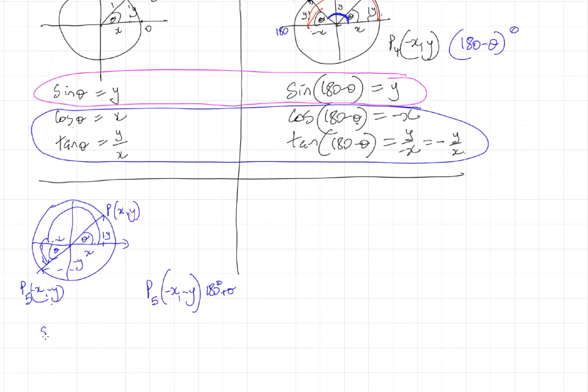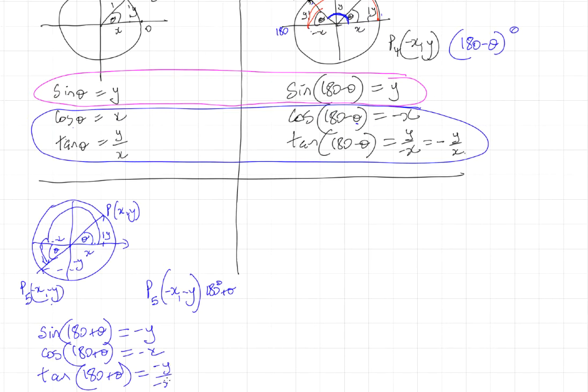And you've got sine of 180 plus theta is just equal to my y coordinate, so that's negative y. The cos of 180 plus theta is my x coordinate, so that's negative x. And the tan of 180 plus theta equals my y coordinate divided by my x coordinate, and that's negative divided by negative, which is a positive.